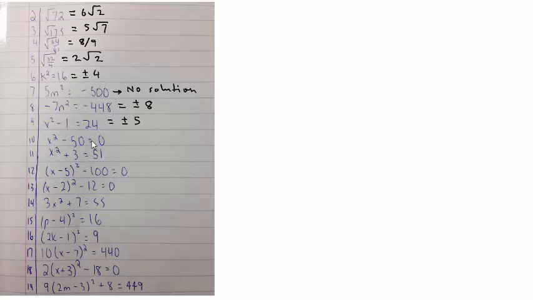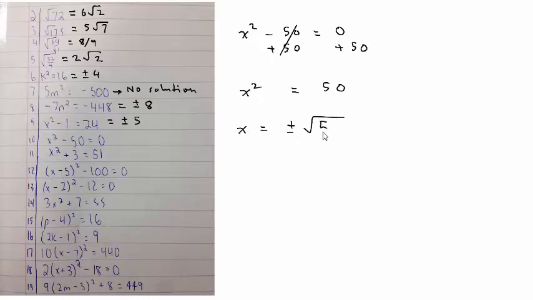Number 10, x square minus 50 is equal to 0. You want to take the 50 to the other side by adding 50 to both sides, right? So you have x square, these two cross out, is equal to 50. So x is going to be plus or minus the square root of 50, but don't stop there. The square root of 50 can be simplified as follows.